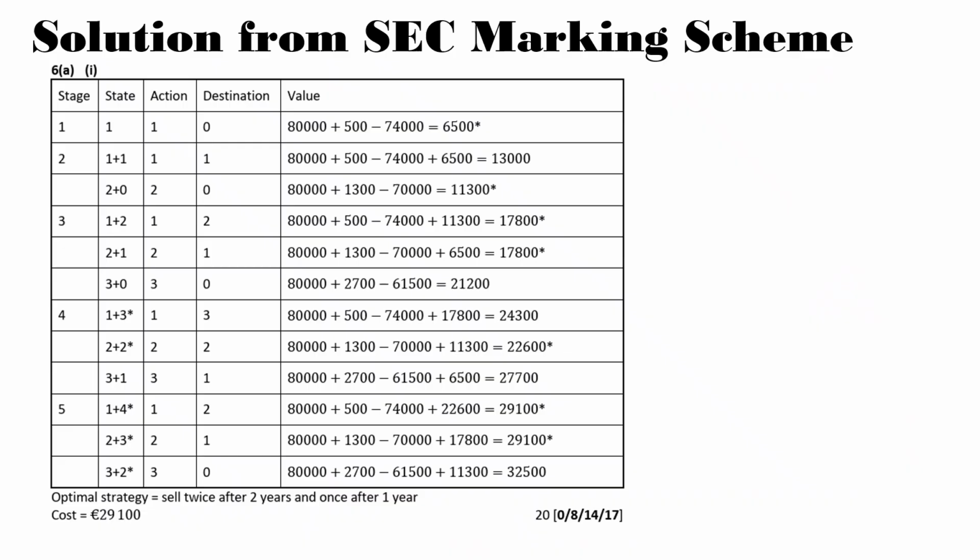29,100. So I just wanted to show you the solution from the SEC marking scheme so you could see what I was talking about earlier. We have stage, state, action, destination, and value. So our stage is the same. The stage is where they have here basically how long we're going to buy it for and then how long is left after. So effectively it's the action plus the destination again.